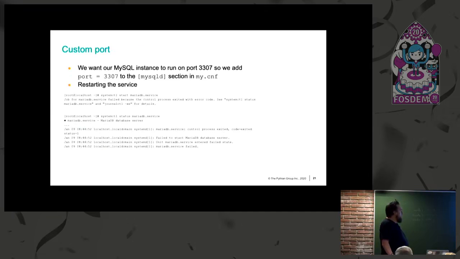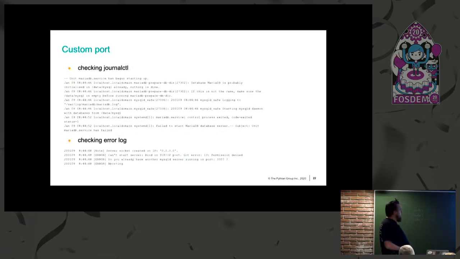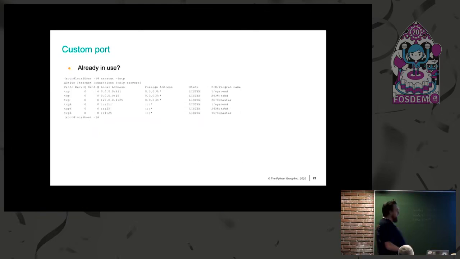Another thing is custom ports. We had a running MySQL instance, and we just wanted to change it from 3306 to 3307. So what we did, added port equals 3307 to the mysqld section of the config, restarted, and boom, it didn't start. Why didn't it start? You check journalctl, it says it has a failure, but it doesn't say why. The error log says permission denied. Do you have another process running on that port? No, we don't.